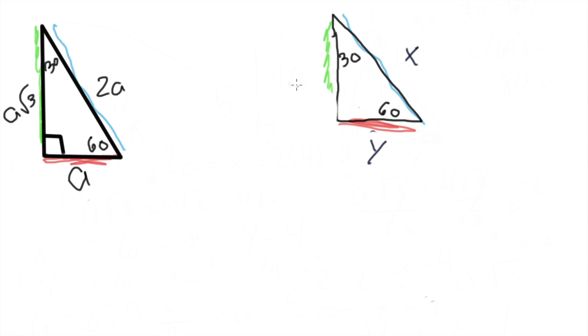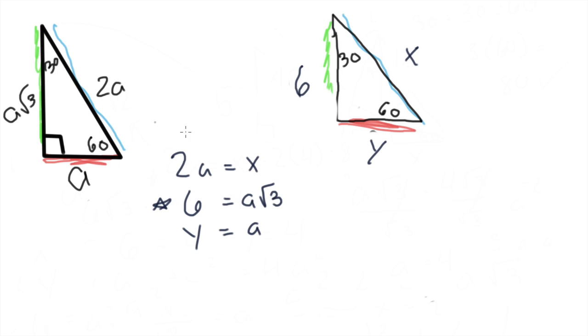What if I didn't give you a side with the square root of 3 in it already, and I just gave you that the long leg is equal to 6? How would you solve this problem? We're going to start by doing what we always do, and set our sides that are equal to each other. So 2a equals x, 6 equals a root 3, and y equals a. We're going to go to our equation that only has one variable in it, which is 6 equals a root 3, and we're going to solve for a.